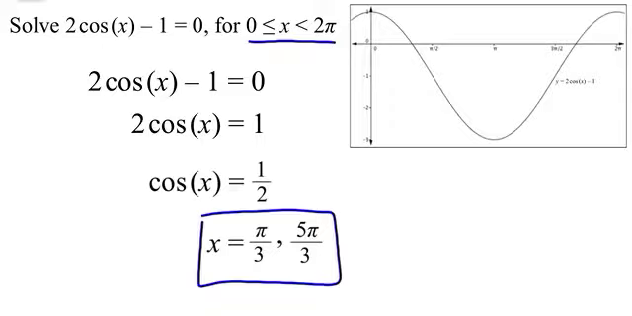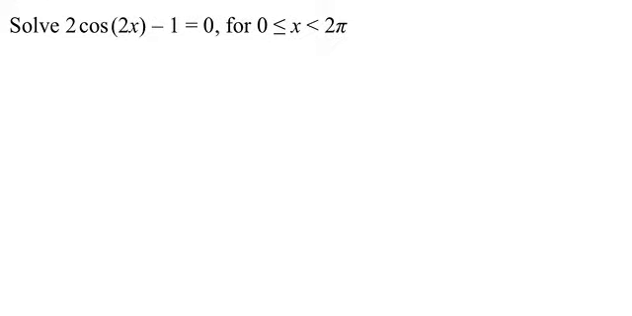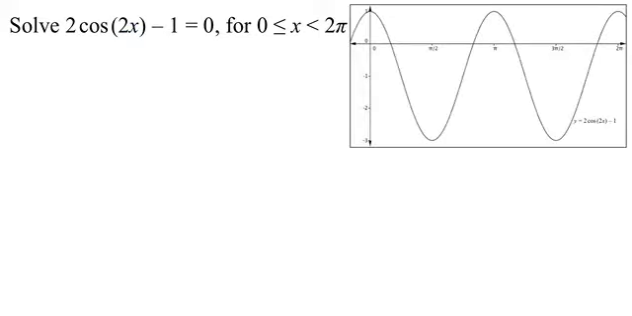So instead of looking at 2 cosine x minus 1 equals 0, now we're going to look at 2 cosine of 2x minus 1 equals 0. Okay? We're still going to look at it from 0 to 2 pi, but just take a second and think about what this 2 on the inside of the function is going to do to the equation. The best way to think about that is to think about the graph. What does the 2 do? If you graph it, or if you think about this, then hopefully this is what you thought of.